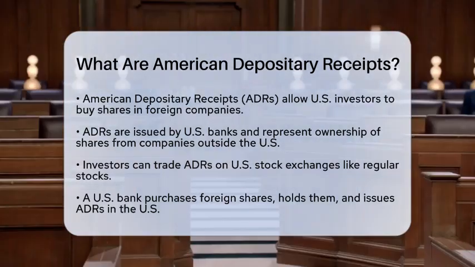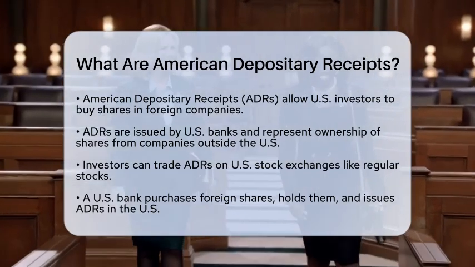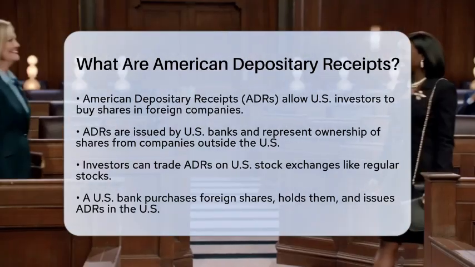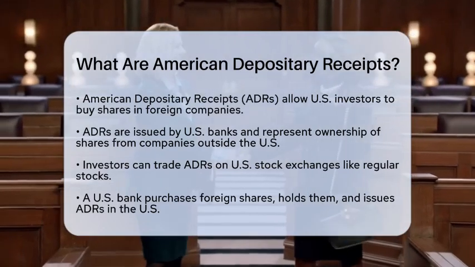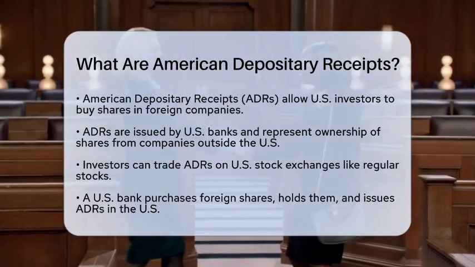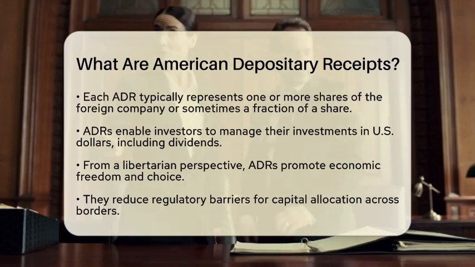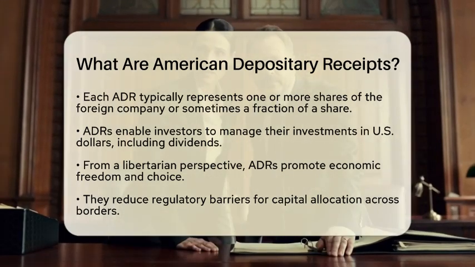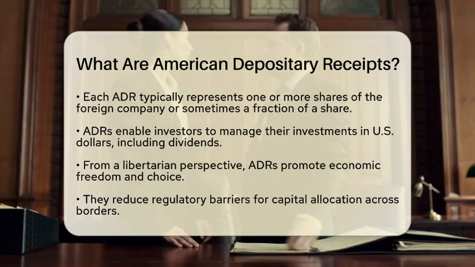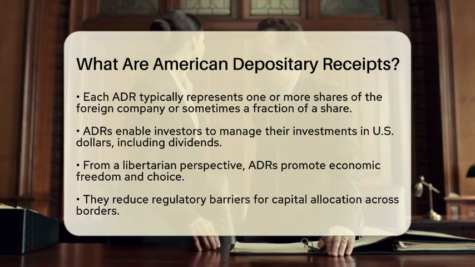So, how does it work? When a U.S. bank purchases shares of a foreign company on its home stock exchange, it holds those shares and then issues ADRs in the United States. Each ADR usually represents one or more shares of the foreign company, but sometimes it can represent a fraction of a share. This setup allows investors to manage their investments in U.S. dollars, as both the value of the ADR and any dividends paid are in U.S. dollars.